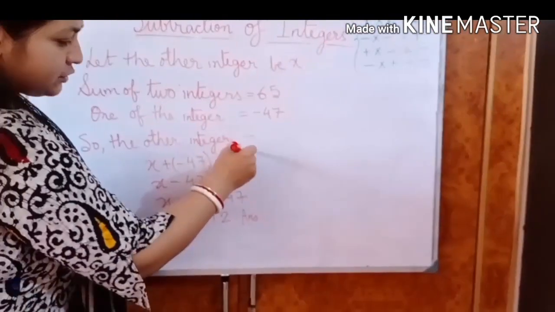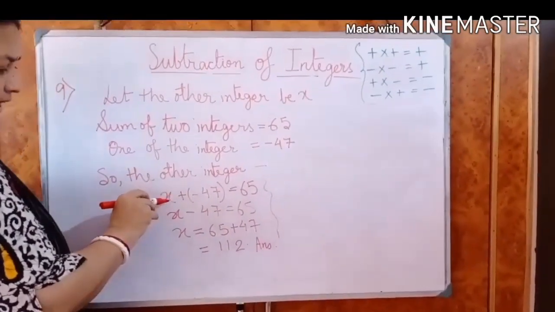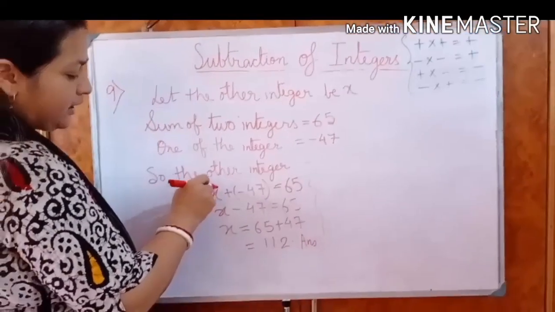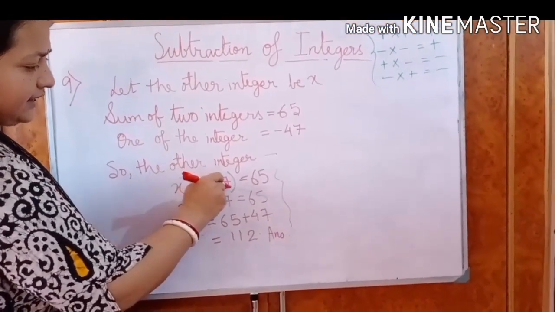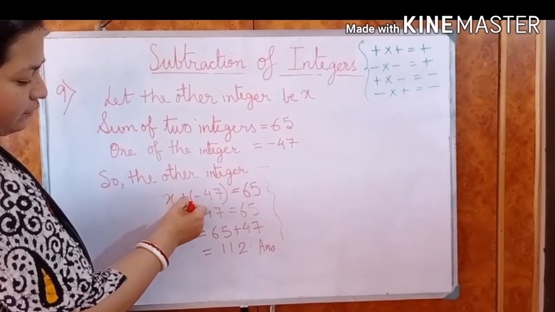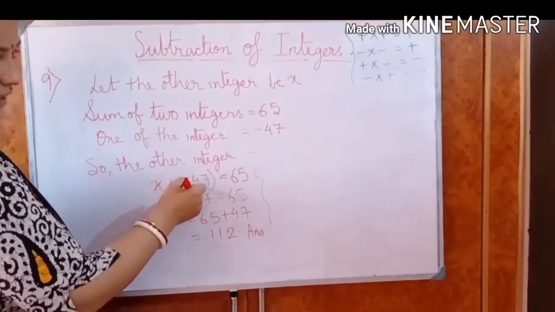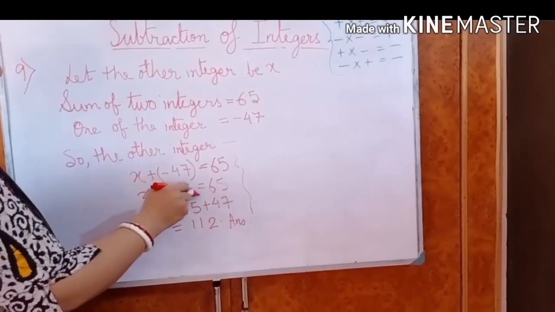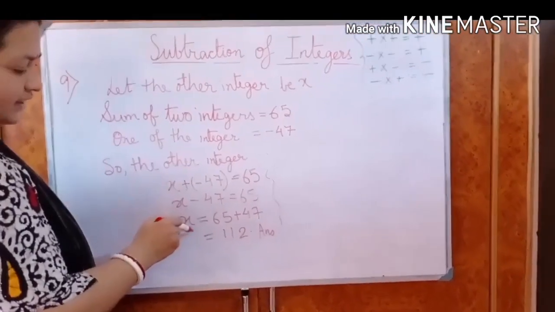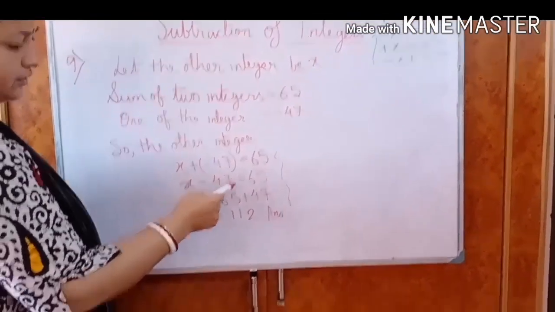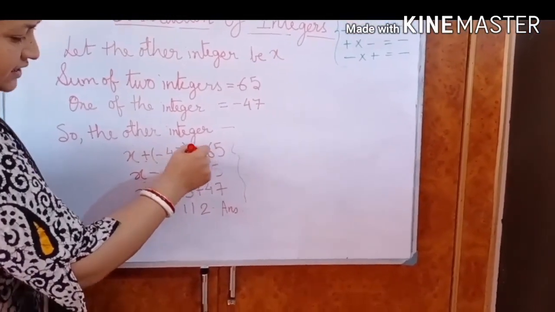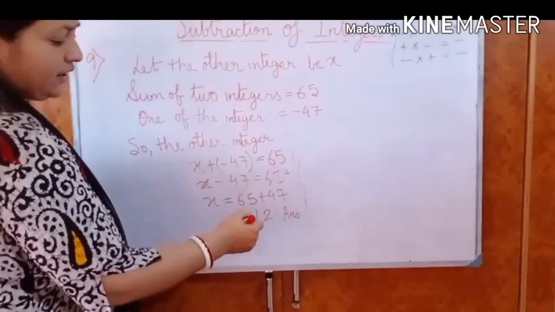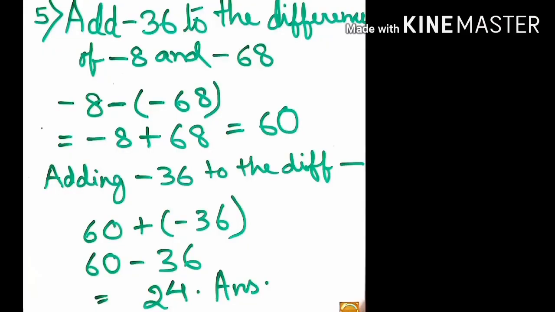What is happening in these two steps? Please say it again. X plus minus 47. Why? Because we have to take out the value of this other integer, so we are adding them. It is 65. Now here we have plus and minus, both signs, and there is a bracket. So plus into minus is minus. X minus 47 is 65. And then what is the value of x? X is equal to this minus 47. When it changes side, it becomes plus: 65 plus 47, that is 112.